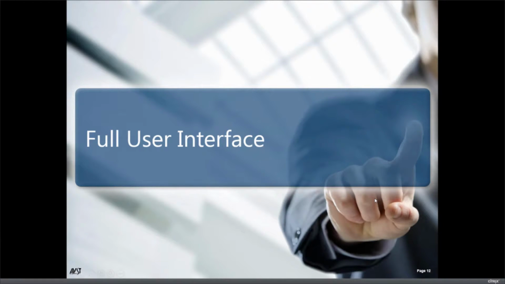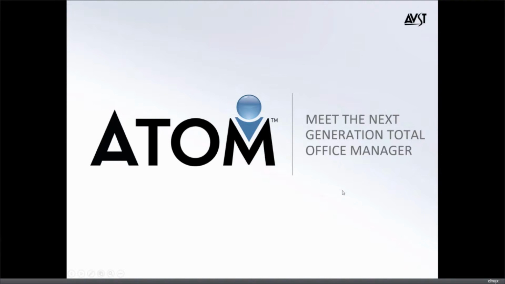Now let's look at the user interface, because the user interface is probably the more complex piece, and this is a piece where people spend a lot of time thinking about how they would roll this out, how many of their people they would roll it out to. So let's take a look at what the experience is, then we can talk a little bit about where the value is. So to do this, we're going to talk a little bit about Atom. Atom is the AVST Total Office Manager, and this is a packaging of functionality together.